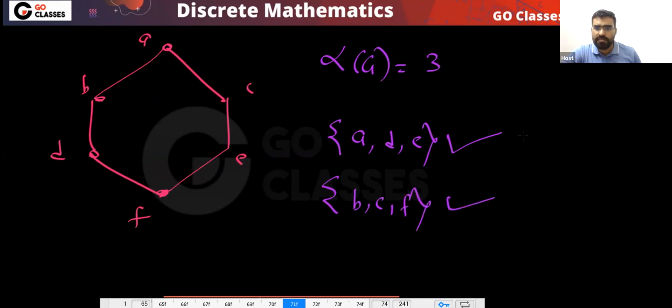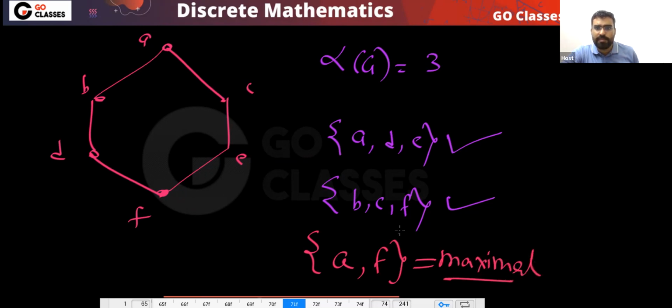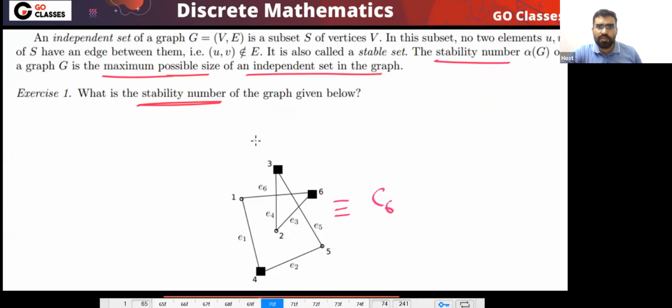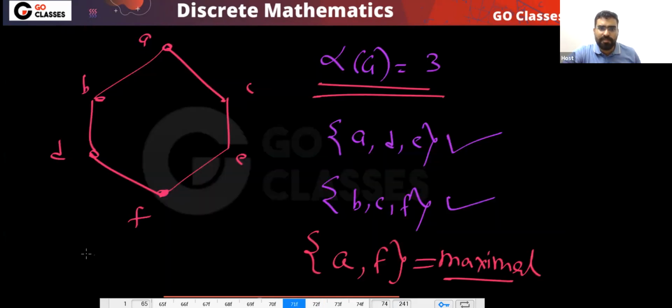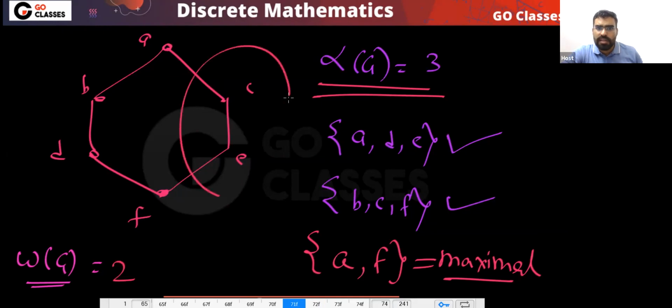Okay, so this is the idea. Very simple. For example, if I take A, I cannot take B comma C. And if I take F, is this maximal? Yes, this is maximal, but this is not maximum. So the answer will be 3. And for this cycle, what will be the clique number, omega of G? What is the largest complete subgraph you have? That is 2. The largest complete subgraph you have is K2.